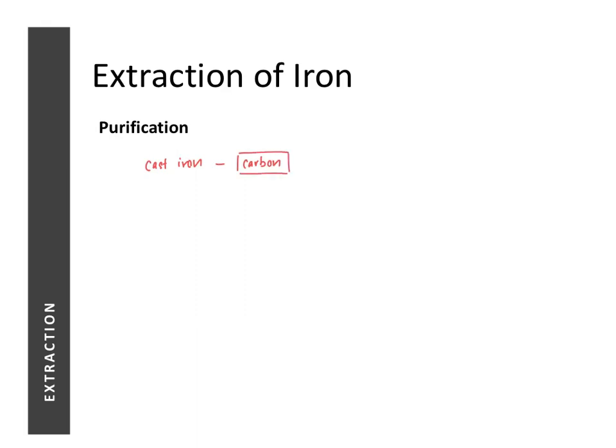So how do we then purify the cast iron? We need to burn away this carbon by reacting it with oxygen and converting it to carbon dioxide. And by burning away the carbon, we convert the cast iron into pure iron.